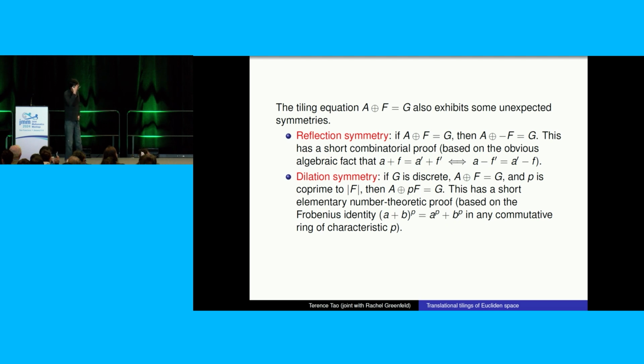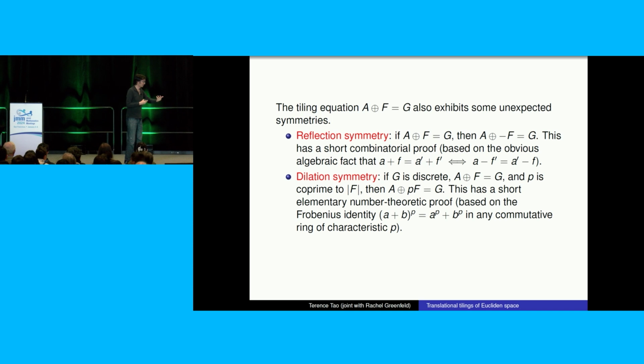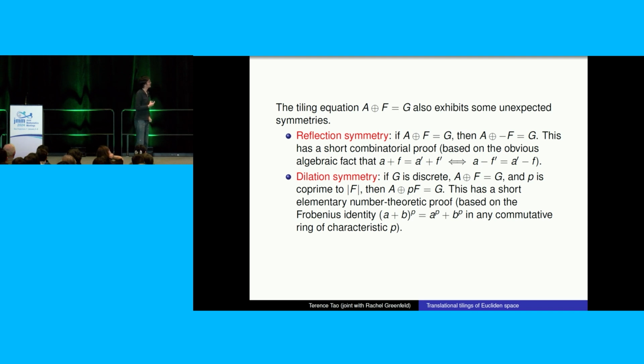This equation also has some symmetries. There are some obvious ones: if F tiles space, then any translate of F also tiles space, and any reflection of F tiles space, and so forth. But there are some less obvious symmetries. If F tiles space with a certain tiling set A, then it turns out that the reflection of F also tiles space with the same translations, with the same set A. What is obvious is that if F tiles G by A, then minus F tiles G by minus A. But it also tiles by plus A as well. So that's a cute symmetry.